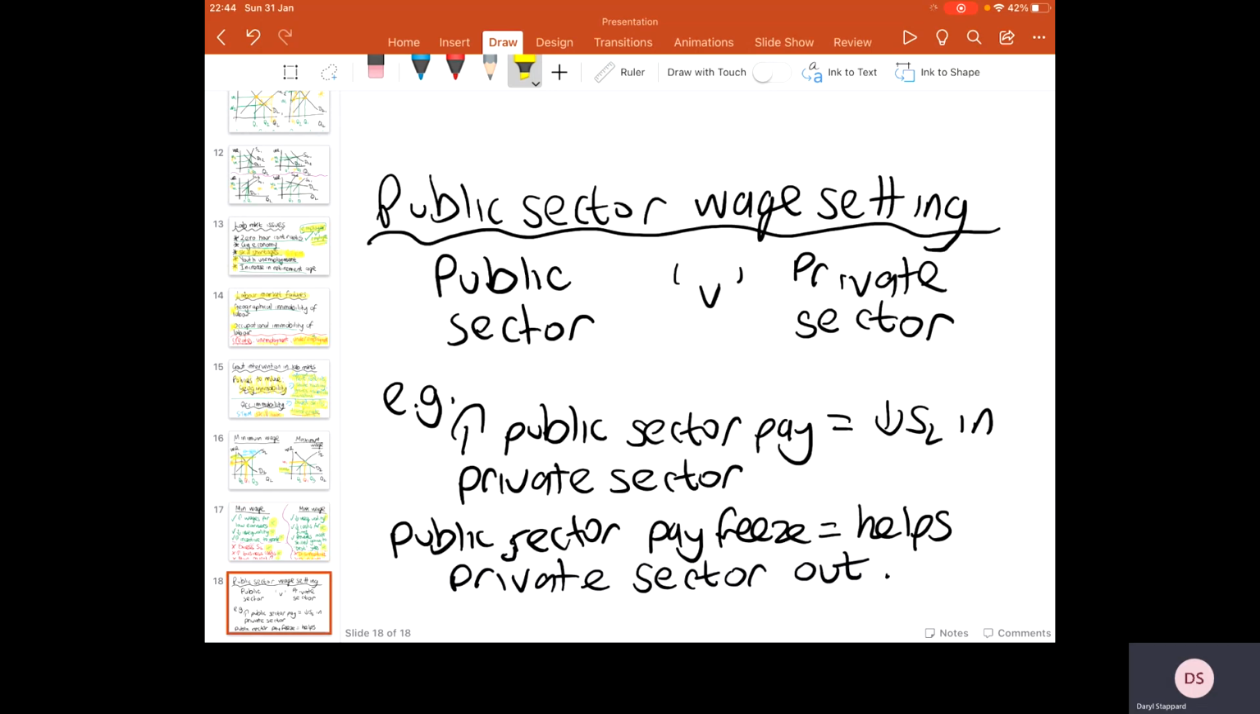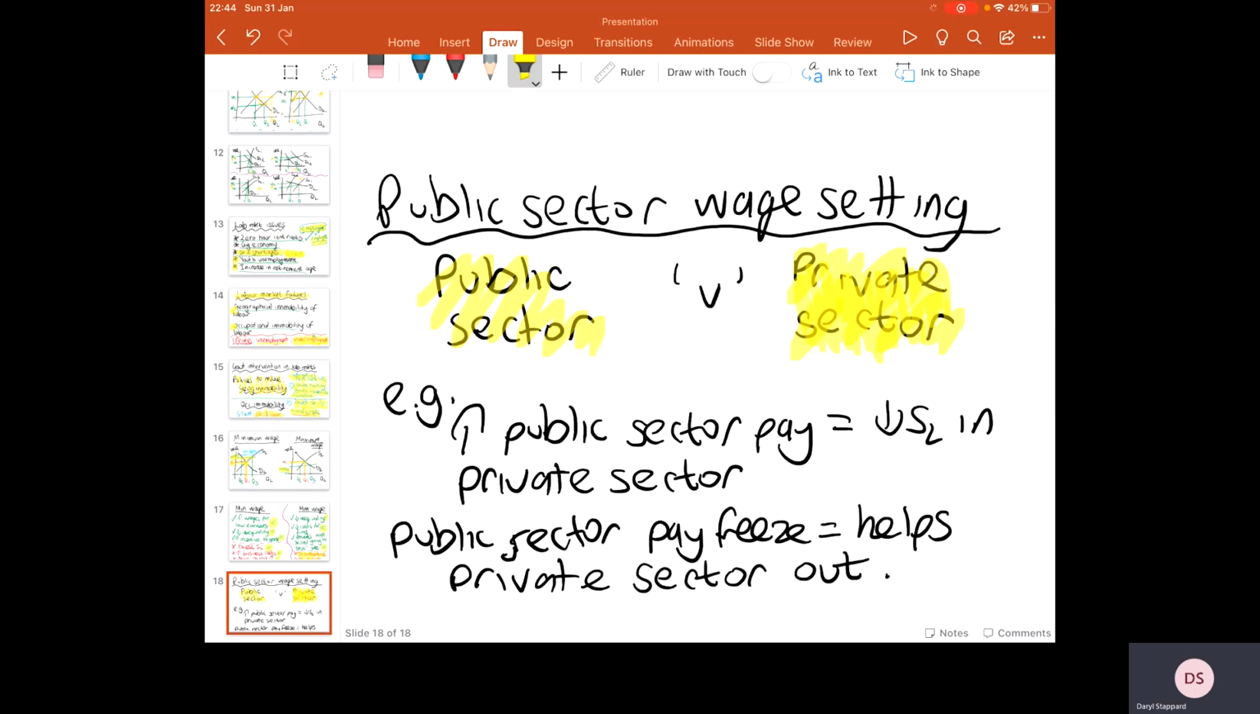Now, on the last slide is this. One thing you need to be aware of is the difference between the public sector and the private sector. Now, the public sector are workers who are employed by the state or by the government, in effect. So teachers, doctors, police officers, etc. are public sector workers. Private sector workers are people that are employed by profit-making companies. So these organisations are owned by shareholders or by private individuals.